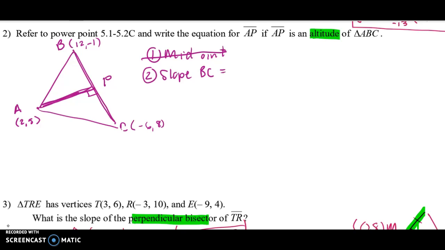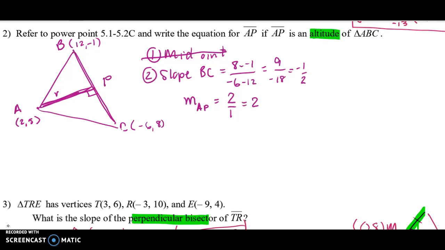So the slope of BC equals 8 minus negative 1 over negative 6 minus 12, which is 9 over negative 18, which is negative 1/2. Now that I know the slope of BC, that means the slope of AP is going to be the negative reciprocal, 2 over 1, and you change the sign, so it's just 2.